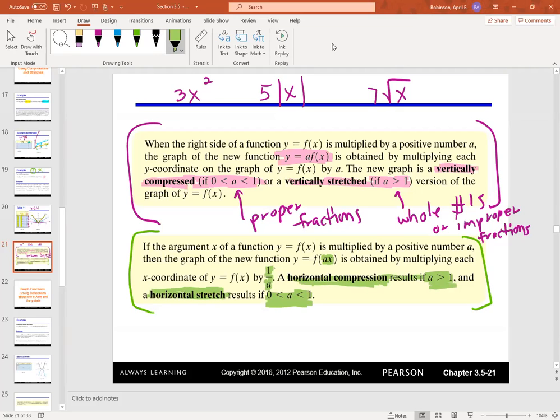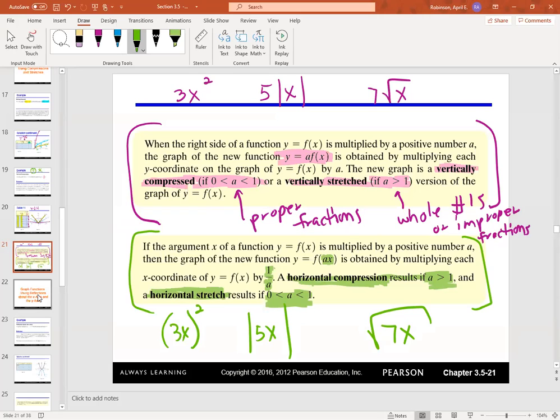So it would look like instead of x squared, what you'd have is like (3x) in parentheses squared. Or you'd have the absolute value of 5x. Or you'd have the square root of 7x. The number is with the x inside either parentheses or your symbol for absolute value or square root. Or an x cubed. Or a 1 over x. Okay.